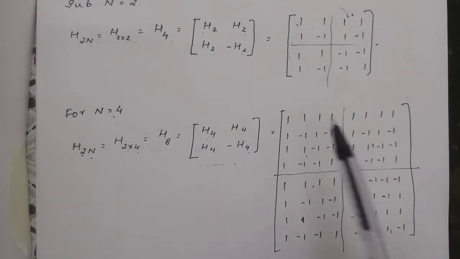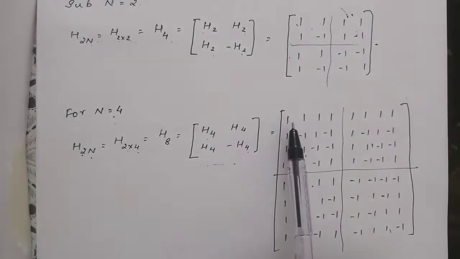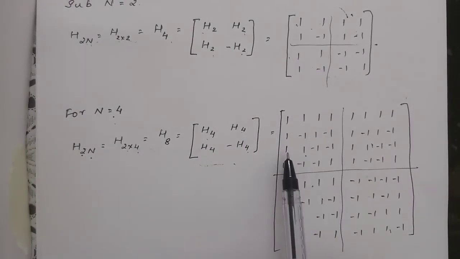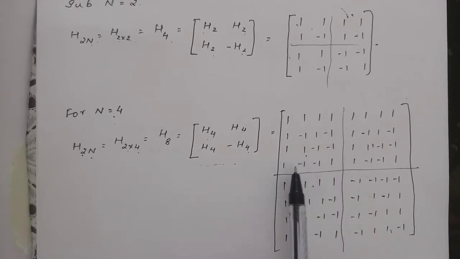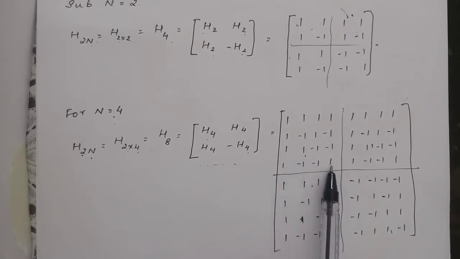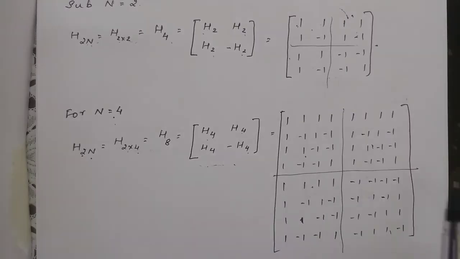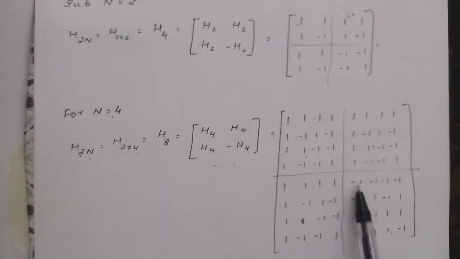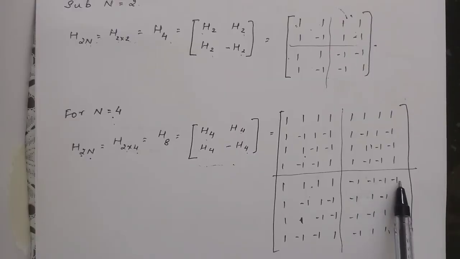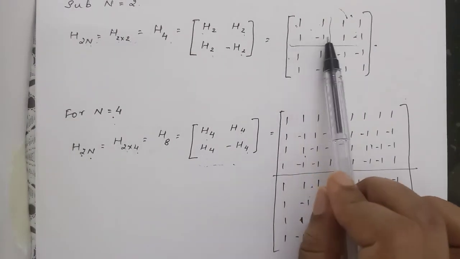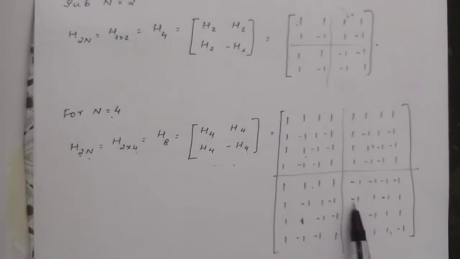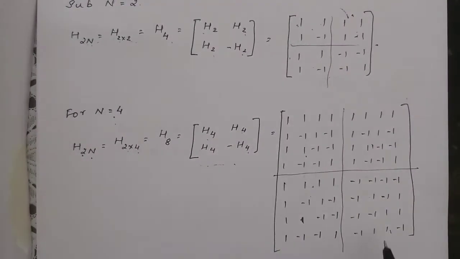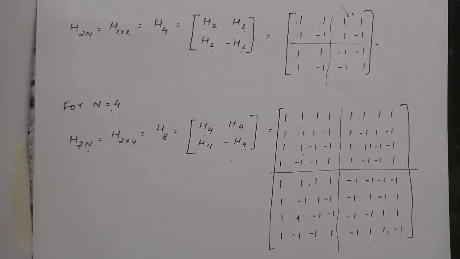What is H4? First row 1 1 1 1, second row 1 -1 1 -1, third row 1 1 -1 -1, fourth row 1 -1 -1 1. It is the same in these three quadrants. Minus H4 becomes -1 -1 -1 -1 in the first row, and the second row 1 -1 1 -1 becomes -1 1 -1 1. The negative of H4 is written in the fourth quadrant.